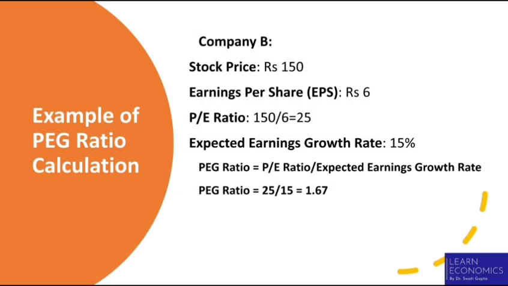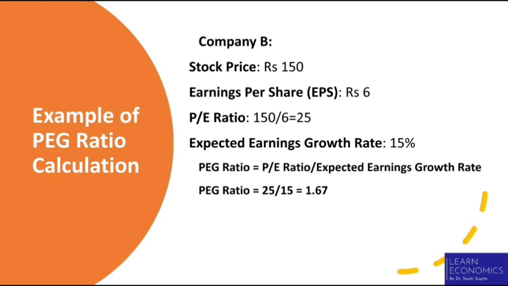Now, we assume that the stock price of company B is rupee 150. Its EPS is rupee 6. So, PE ratio of company B is 150 divided by 6, which is equal to 25. Expected earnings growth rate is 15%. So, PEG ratio is equal to 25 divided by 15, which is 1.67.